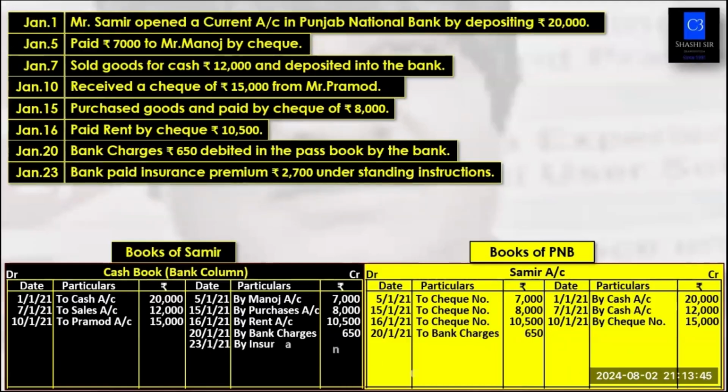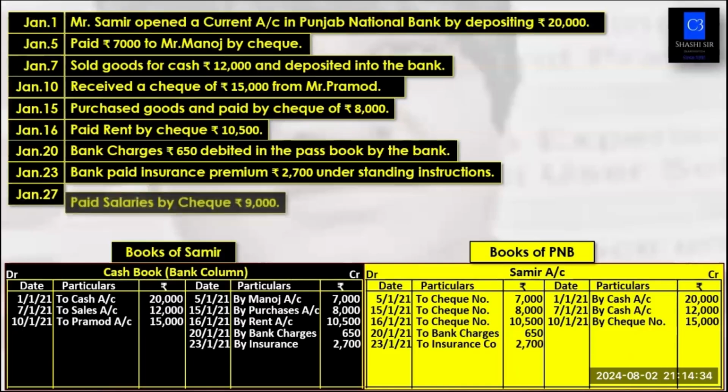Again, bank paid insurance premium 2,700 under standing instruction. We have already previously instructed our bank to pay up the insurance premium when the due date comes. So bank has paid rupees 2,700 without informing us on the due date. However, since we already know that the due date of the insurance premium has come, we know about this transaction, we will record it on the credit side. Buy insurance 2,700, and bank will debit Samir's account by rupees 2,700.